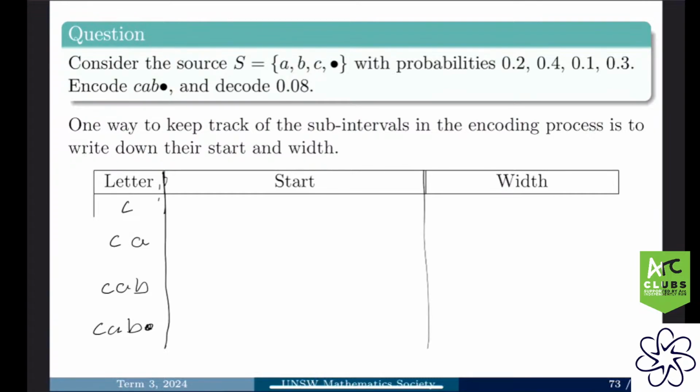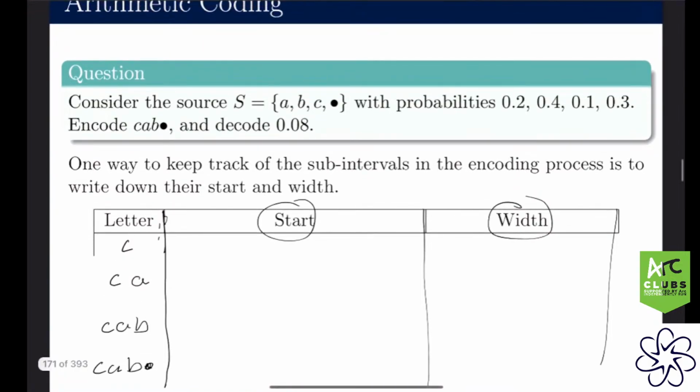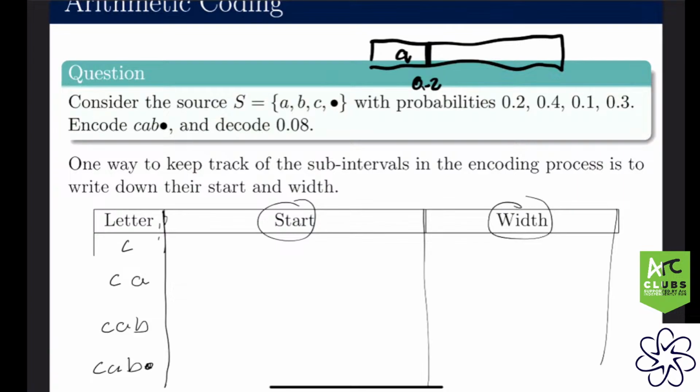Two bits of information that are important: you want to have the start of your subinterval and you want to have the width of your subinterval. We're going to use these two to generate the encryption. It's also really good to have a little picture telling you where A, B, and C are. So we split up our interval so that this bit is A, and that's at 0.2. B has a length of 0.4, so it goes to 0.6. C is 0.1, so it goes to 0.7. You can tell I've done that to scale. And then stop goes to 1.